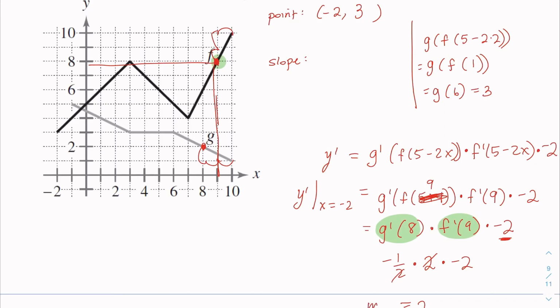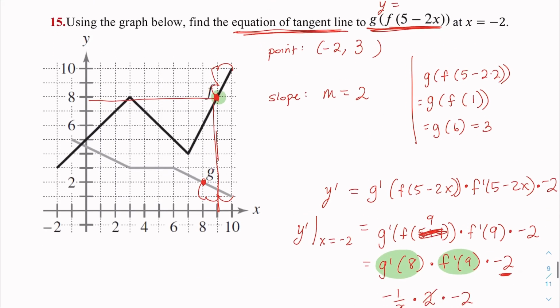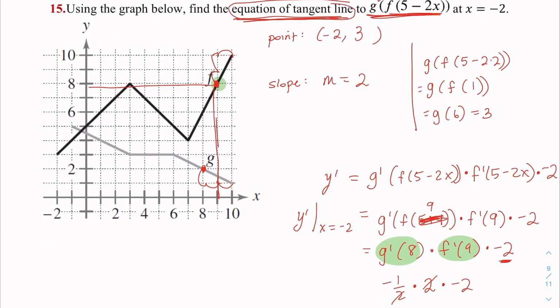Okay, I said final answer, but that's just the slope. Let's now plug all that in for our equation of the tangent line. Plugging in y1 is 3, my slope is 2, and x1 is negative 2, so I'll write plus, and we're done.